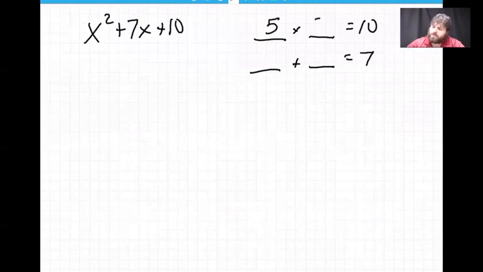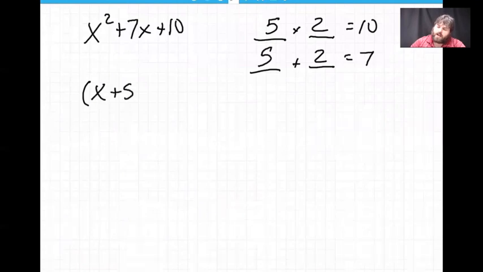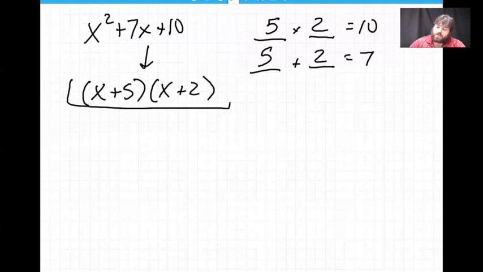So that means 5 times 2 is going to be my magic numbers. So I put x plus 5 and x plus 2. That is the factorization of x squared plus 7x plus 10. It's that easy.